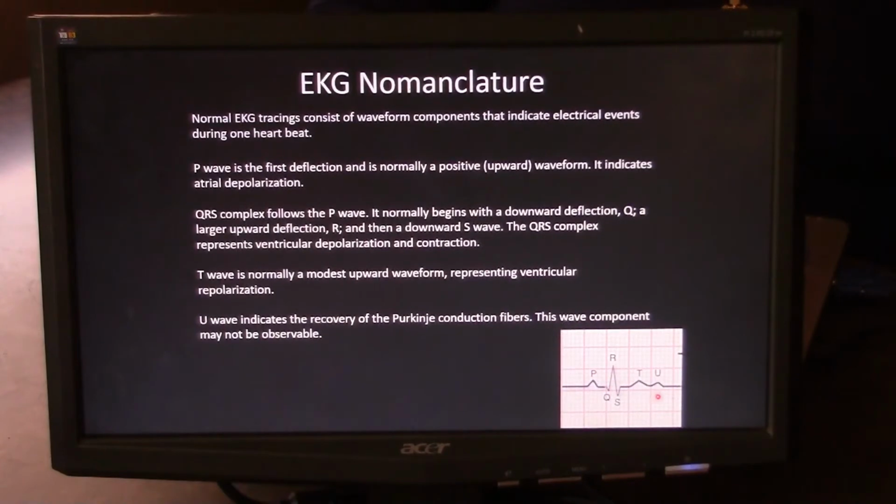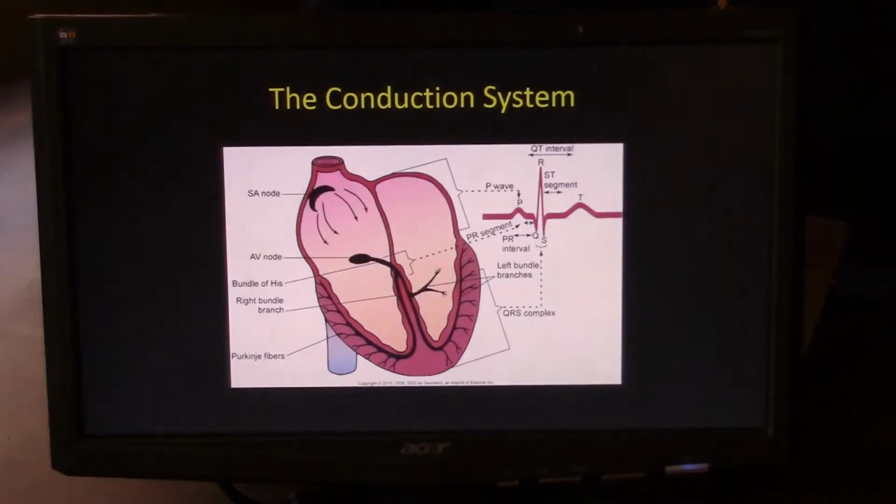Now sometimes you'll pick up a U wave, and it just indicates basically the recovery of the Purkinje fibers. We don't tend to look at that so much. So it's a P wave, QRS, and T. Atrial depolarization, ventricular depolarization, ventricular repolarization. And here you go. This is another picture that represents the P wave being the SA node and atrial depolarization. The QRS, again, that represents ventricular depolarization, and the T wave, which is recovery of the ventricles via repolarization.